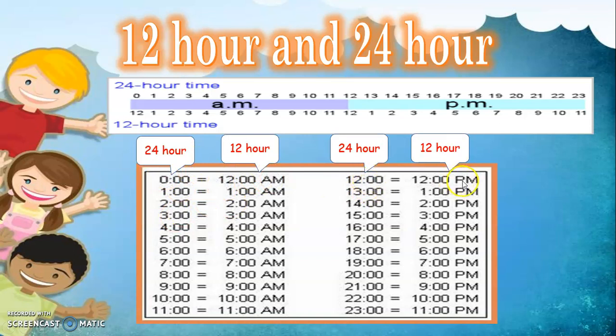Here now, when we reach the PM, as I told you, 12 p.m. is the same in 24 hour, it is also 12. Now, when we reach 1 p.m., we will add 12 more hours to change it to 24 hour. Up to 11 p.m. So, 11 p.m., the equivalent of that in 24 hour is 23.